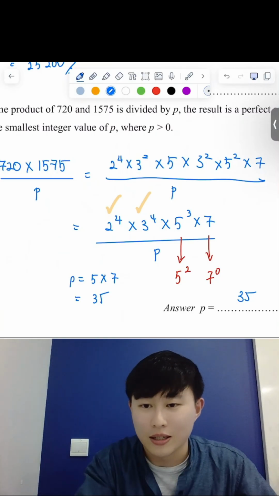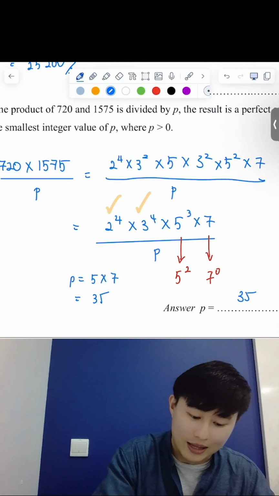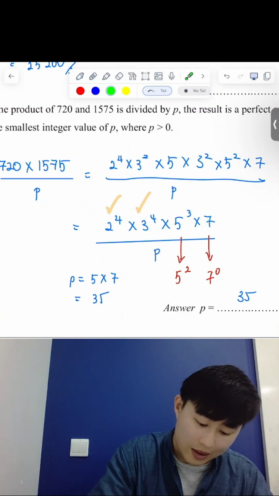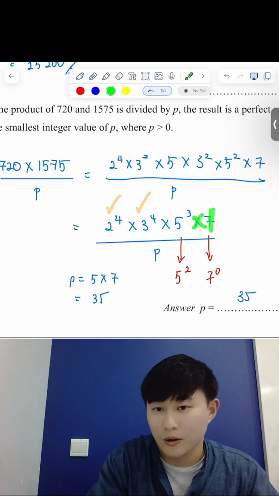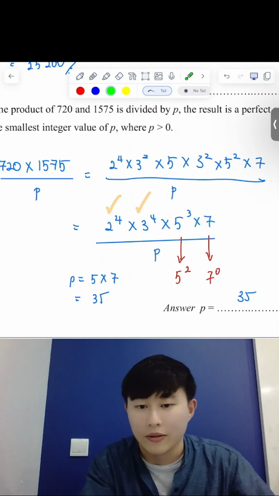Yes, correct. 7 to the power of 0 is 1. I want to get rid of the 7. Because if I have a times 1 here, it doesn't affect whether it is a perfect square or perfect cube, because 1 can be both square rooted and cube rooted.